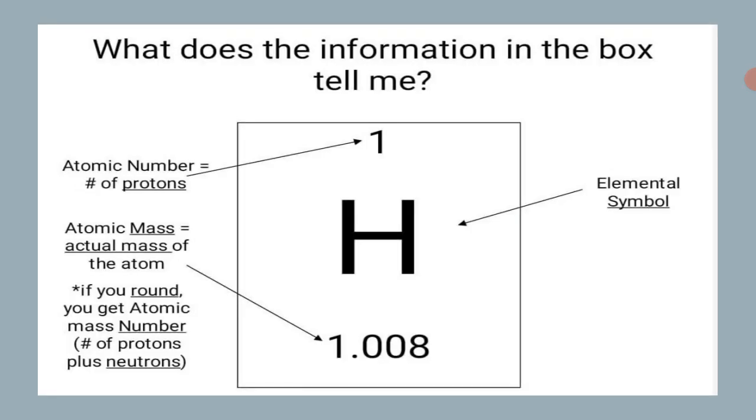What does the information in the box tell me? The first number in the box indicates the atomic number, which means the number of protons or number of electrons, where H is the elemental symbol, and below that the number indicates the atomic mass, that is the actual mass of the atom. If you round it, you get the mass number, the number of protons plus the number of neutrons.